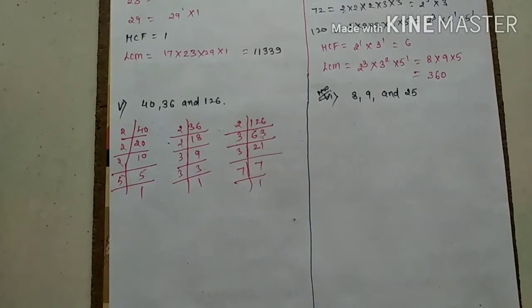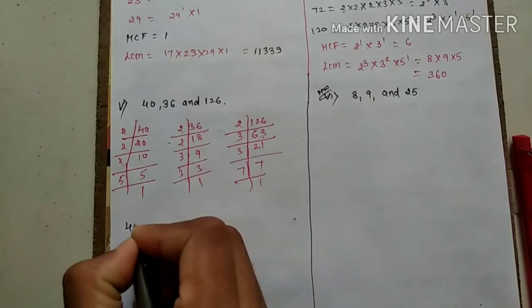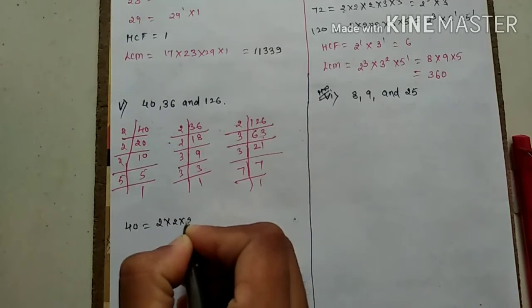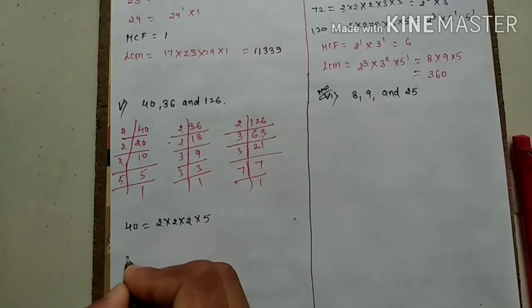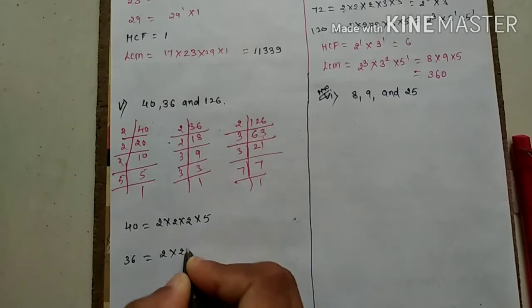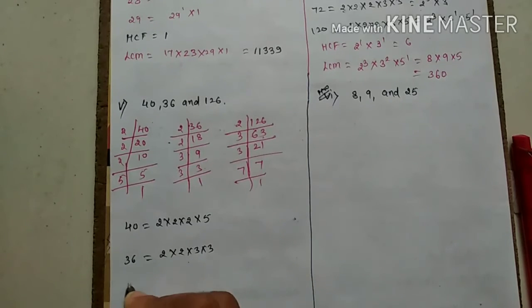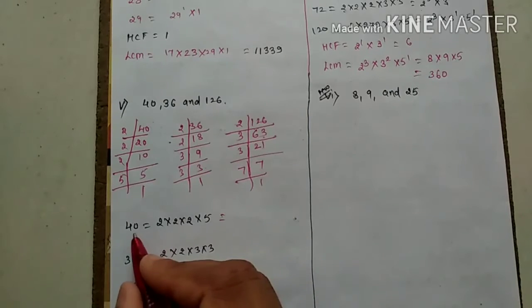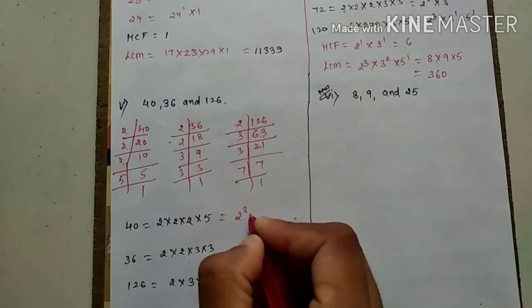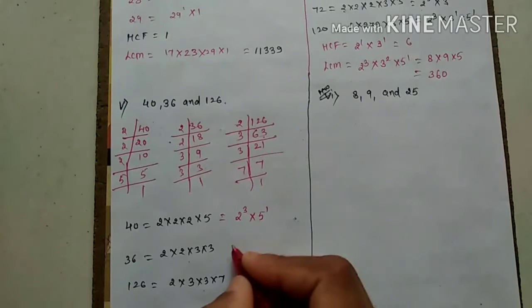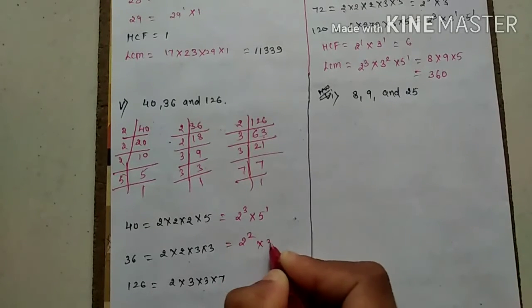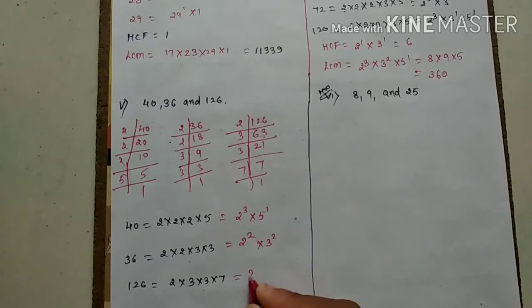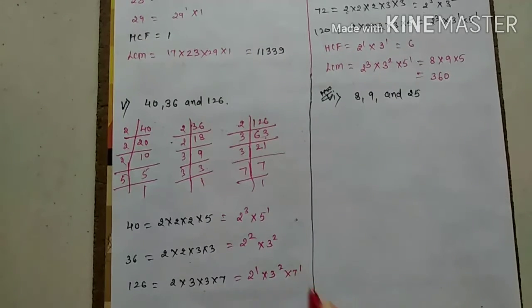After that, you have to write everything in the prime factors way. So I am writing here 40 equals 2 into 2 into 2 into 5. Then 36 equals 2 into 2 into 3 into 3. After that, 126 equals 2 into 3 into 3 into 7. Multiplying: 2 to the power 3, 5 to the power 1. 2 to the power 2, 3 to the power 2. 2 to the power 1, 3 to the power 2, 7 to the power 1.